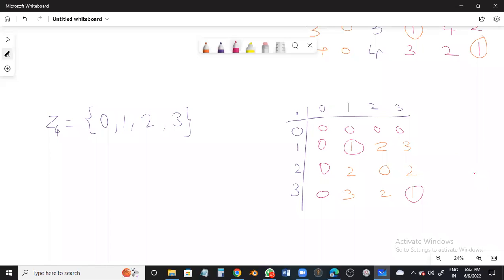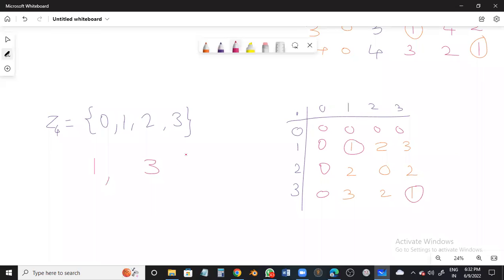So I can say 1 is invertible. And in the row of 3, I observe 3 3s is 1. Means what? 3 has inverse 3. Inverse of 3 is 3 itself. 3 3s comes out to be 1. So it is an invertible element. So what are the invertible elements in Z4? 1 and 3 only.